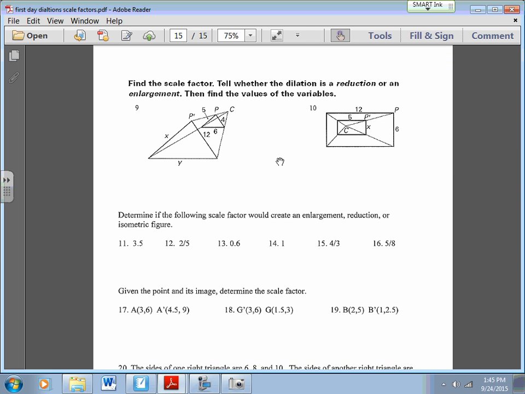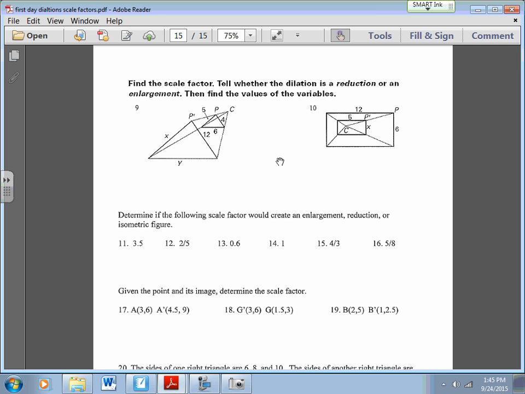For right here, these find the scale factor, tell whether the dilation is a reduction or an enlargement, then find the values of the variables. The first part is finding if the figure was a reduction or an enlargement. So for number 9, what do you guys think? Reduction or enlargement? You guys can't tell?